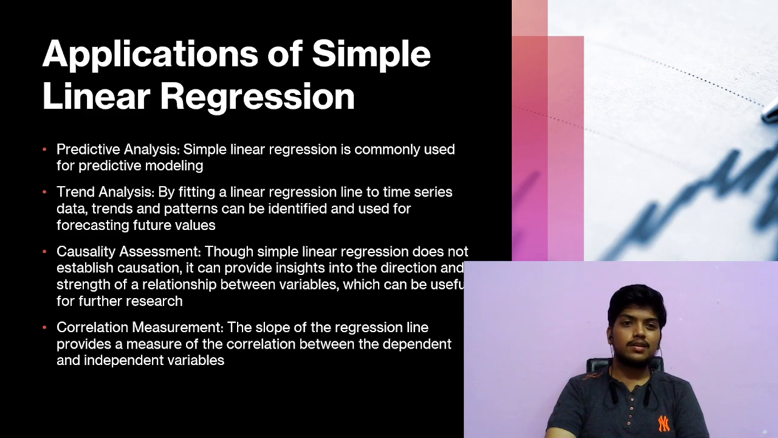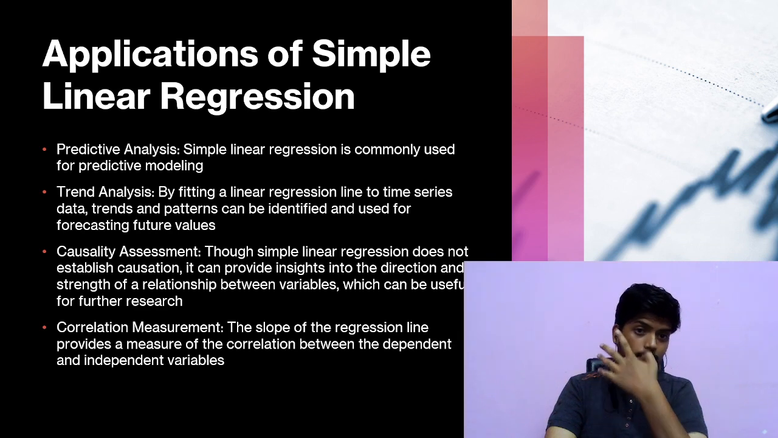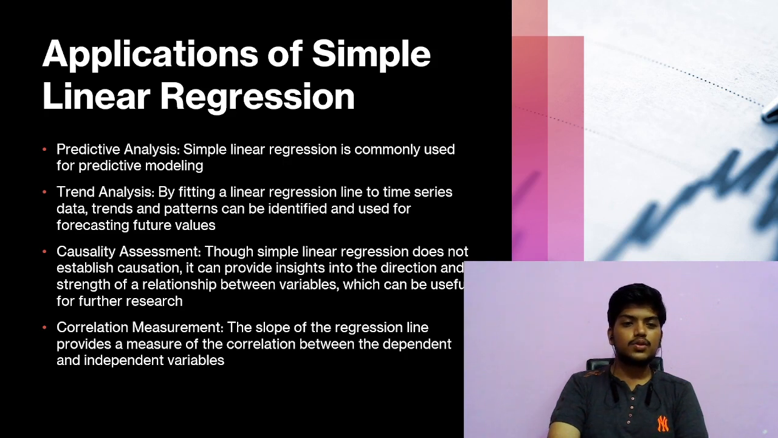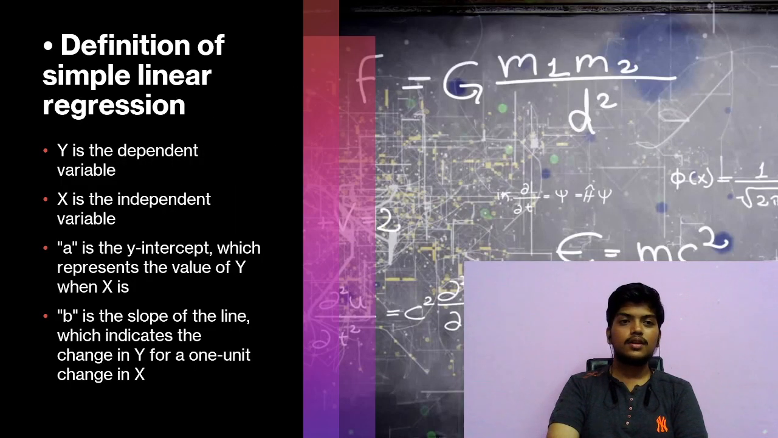Application of simple linear regression. It's used in predictive analysis, trend analysis, causality, and correlation measurement. In simple linear regression, it's commonly used for predicting models by fitting. In trend analysis, time series data trends and patterns can be identified for forecasting future values. Causality assessment between variables can be used for future research. Correlation measurement is the correlation between the dependent as well as independent variables.